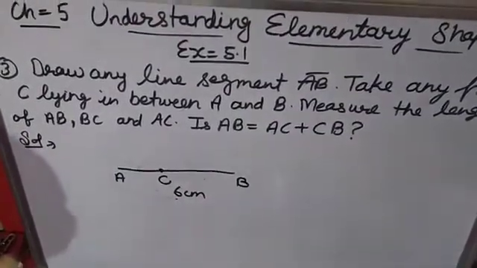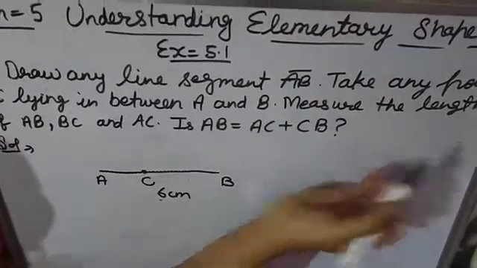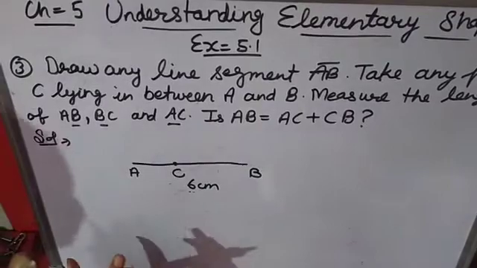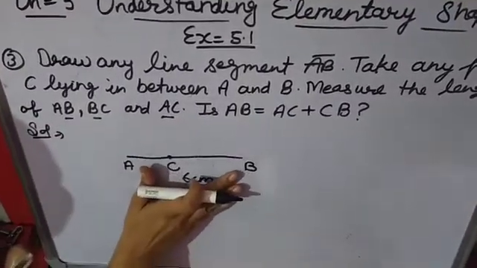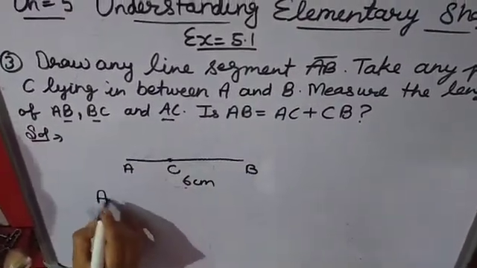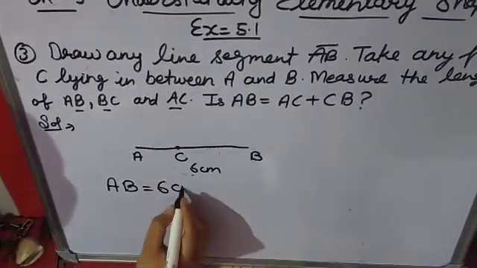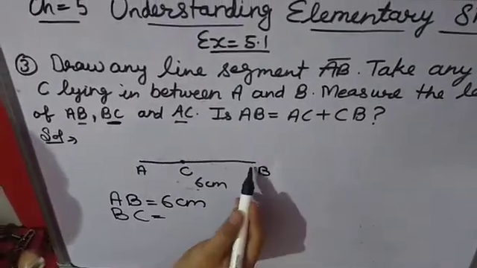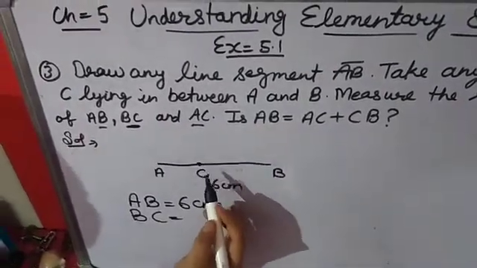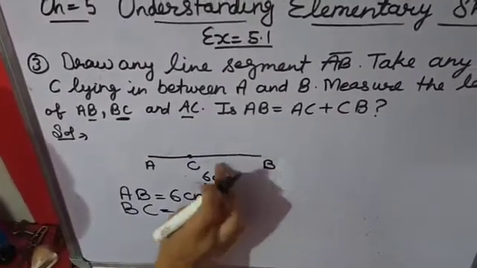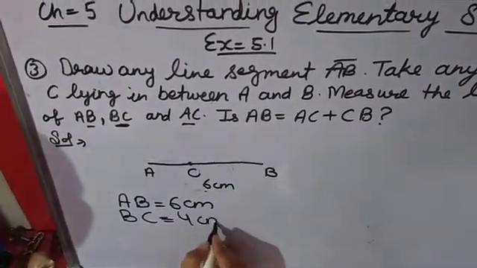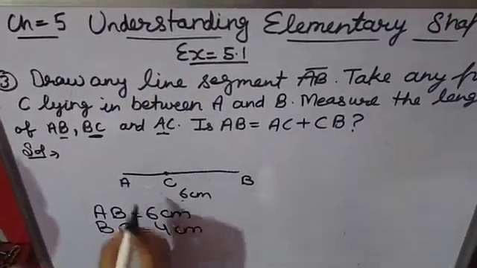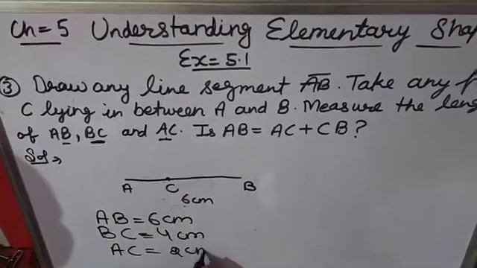Okay. Now he is saying measure the lengths of AB, BC and AC. Now with help of scale, measure the length of AB. AB is 6 centimeter. Now length of BC, measure this BC. Okay, suppose it is 4 centimeter. Now measure AC. Suppose AC is 2 centimeter.